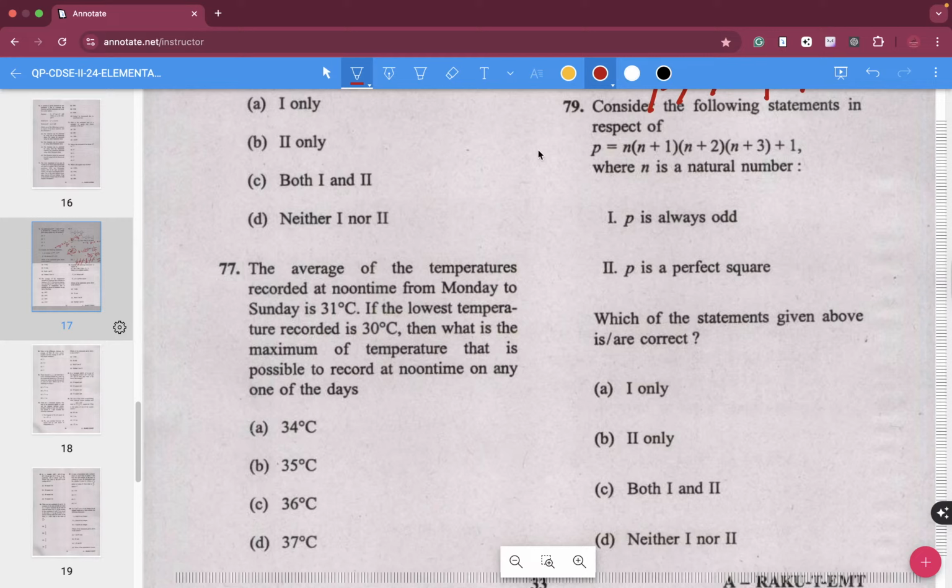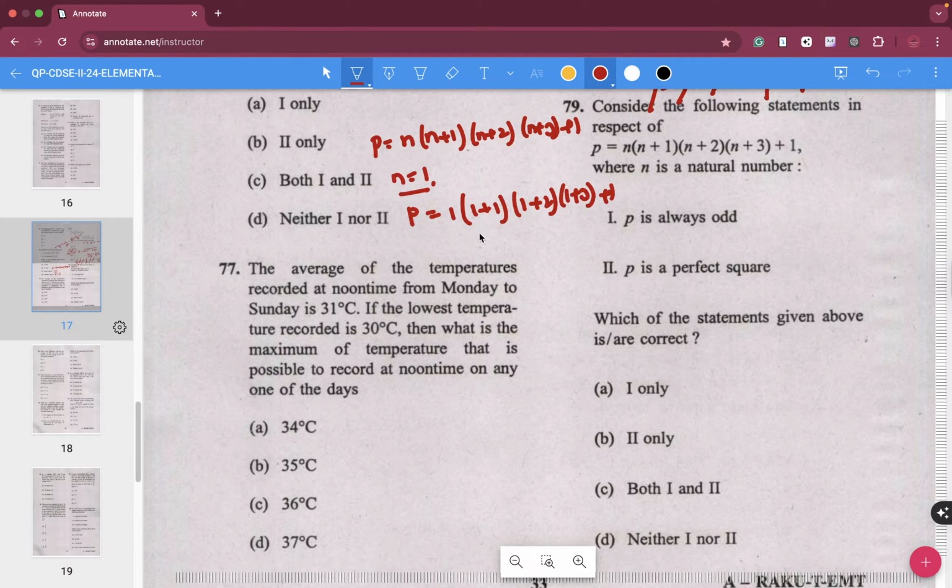Okay, so what they have given is P = N(N+1)(N+2)(N+3) + 1, where N is a natural number. So if N is a natural number, can I say N = 1? Then what will happen with P? P will become 1 into (1+1) into (1+2) into (1+3) plus 1, right?